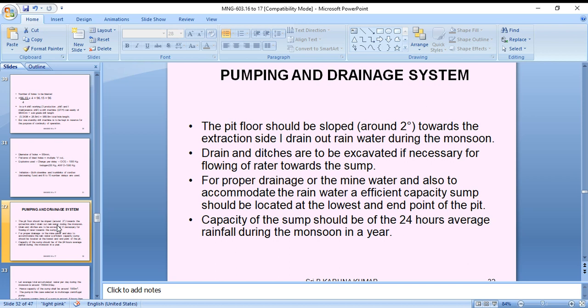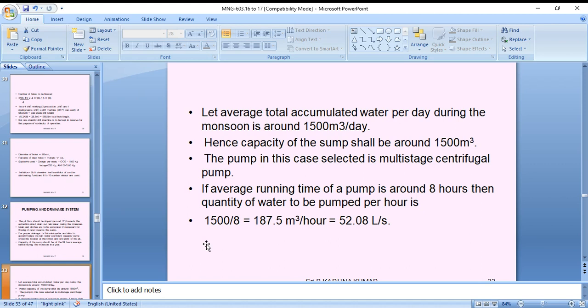Let the average total accumulated water per day during the monsoon be around 1500 meter cube per day, and the capacity of the sump shall be around 1500 meter cube. The pump selected in this case is a multi-stage centrifugal pump. If the average running time of the pump is around 8 hours, then the quantity of water to be pumped per hour can be simply calculated.